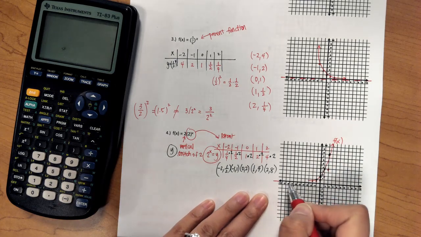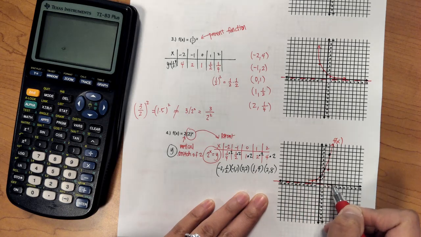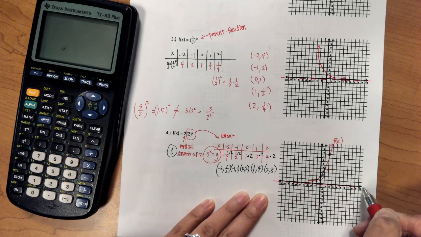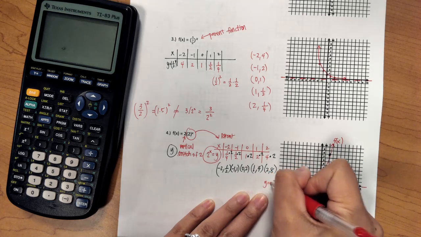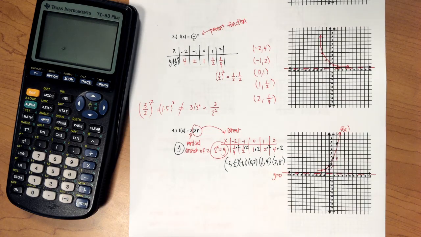Our asymptote doesn't stretch, because if I'm at 0 and I multiply 0 by 2, this is still y equals 0. Okay. Well, try your homework, see how it goes for you, and let me know if you have any questions.